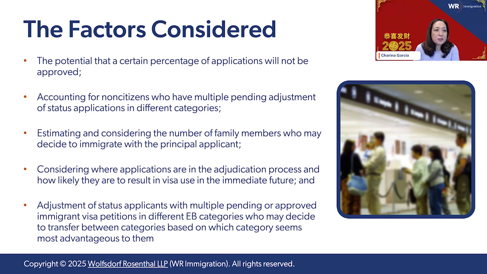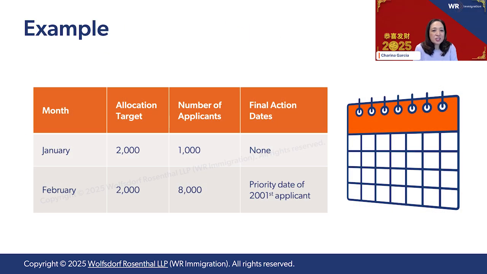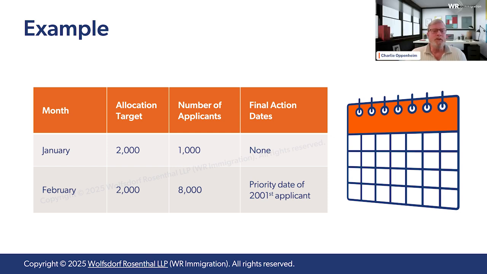Okay, let's go to the next slide. This is just the example we wanted to share, basically Charlie's budgeting type of example. It'll give you an idea of why the number usage changes. Here, for the month of January, the State Department has said we want to use 2,000 numbers. They saw that they only had demand for 1,000 applicants, so there is no need to list a final action date. The category would be listed as current.